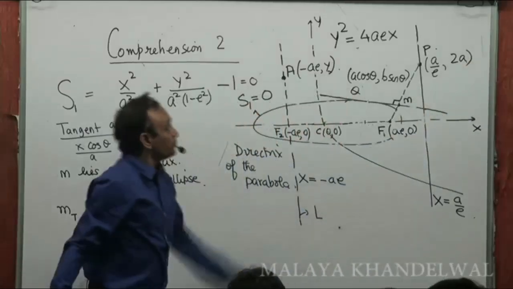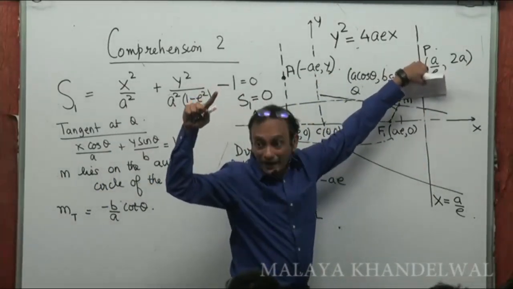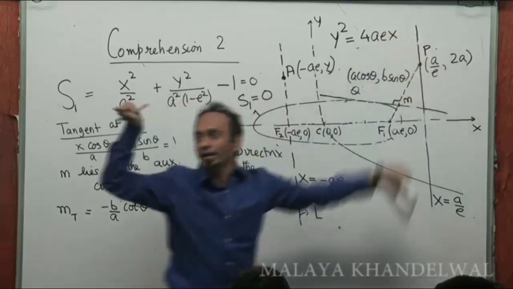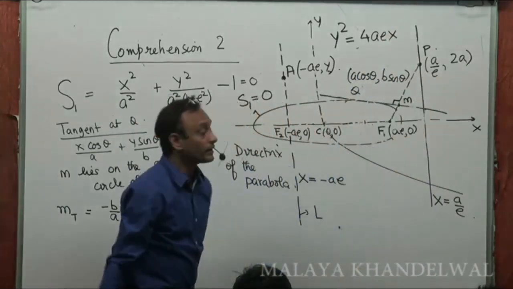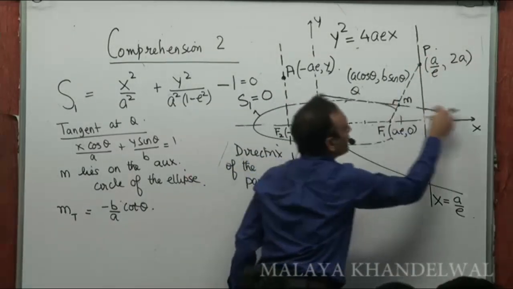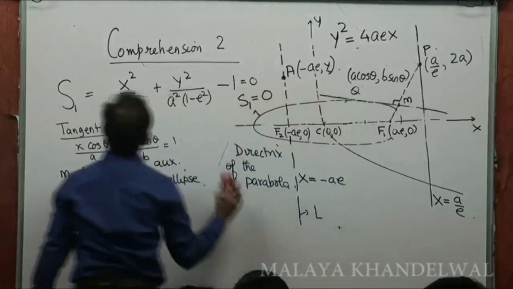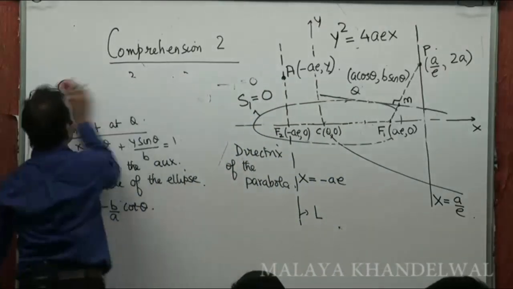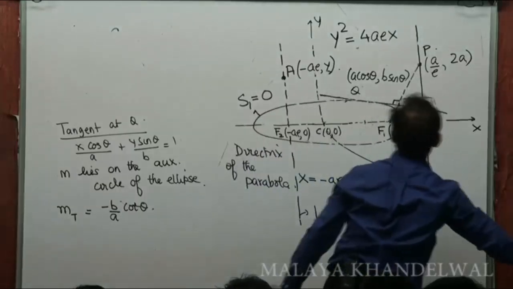Y becomes 2a, put x equal to a by e, because, recall the earlier figure. If you plug in x equal to a by e, y becomes 2a, right? So if x is a by e, y is 2a. Which means PF1 is perpendicular to this, so the slope of PF1 into the slope of the tangent must be -1, right? This would enable computation of the eccentric angle of Q.